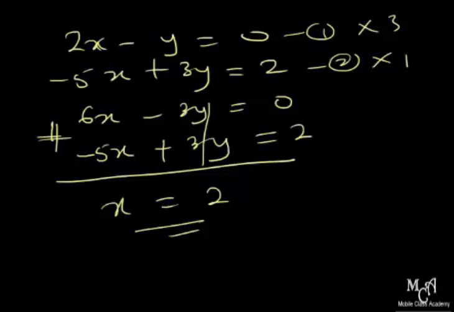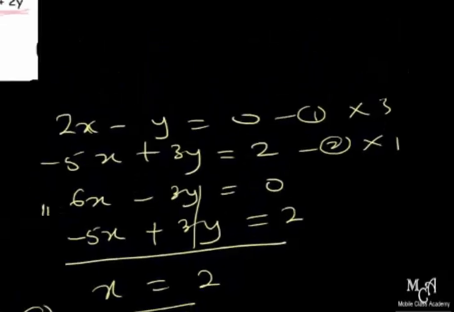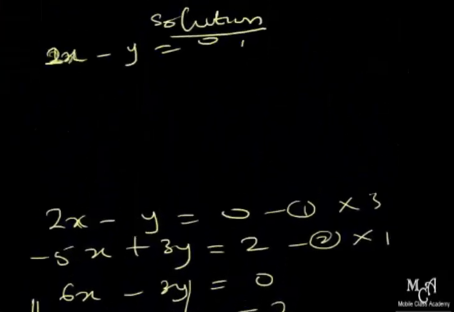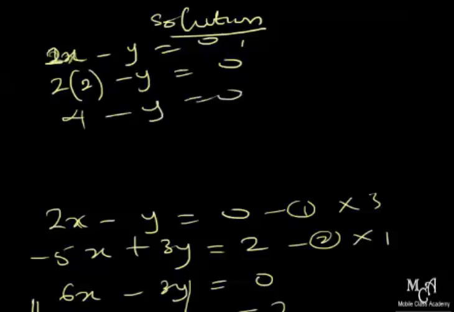Okay? So I can just simply get my y. To get your y, you can actually use equation 1 or 2. Let us use equation 1. Equation 1 is 2x minus y equal to 0. So I'll put x as 2 here to get my y. So I have 2 into bracket 2 minus y equal to 0. So this gives me 4 minus y equal to 0. So if I take y here, I have y equal to 4. So my y is 4. So that's our final answer.